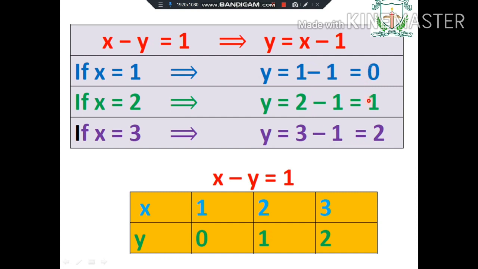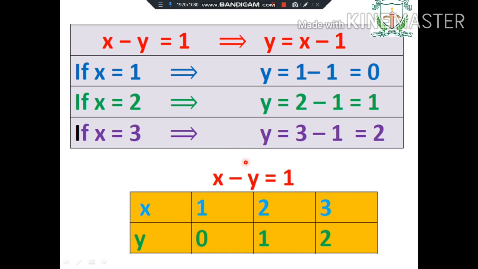We got all the three values for x and y, and make a table. On the table, write the given equation x minus y is equal to 1. So x is equal to 1, y is 0, x is equal to 2, y is 1, x is equal to 3, the value of y is 2. Dear children, now you have to plot both these values on the same graph.